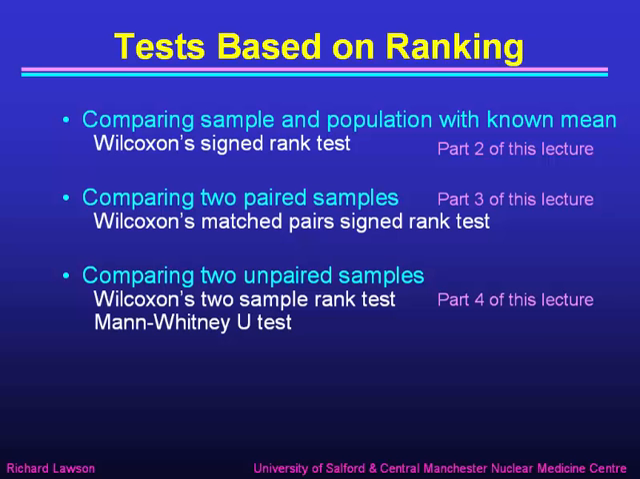There are several tests based on ranking that we'll look at. If we want to compare a sample and a population with a known mean, then there is a test called Wilcoxon's signed rank test, which I'll talk about in part 2 of this lecture. If we want to compare two paired samples, then we have Wilcoxon's matched pairs signed rank test, which I'll talk about in part 3. And then for comparing two unpaired samples, we have Wilcoxon's two-sample rank test, or an equivalent, the Mann-Whitney U test, which I'll talk about in part 4.